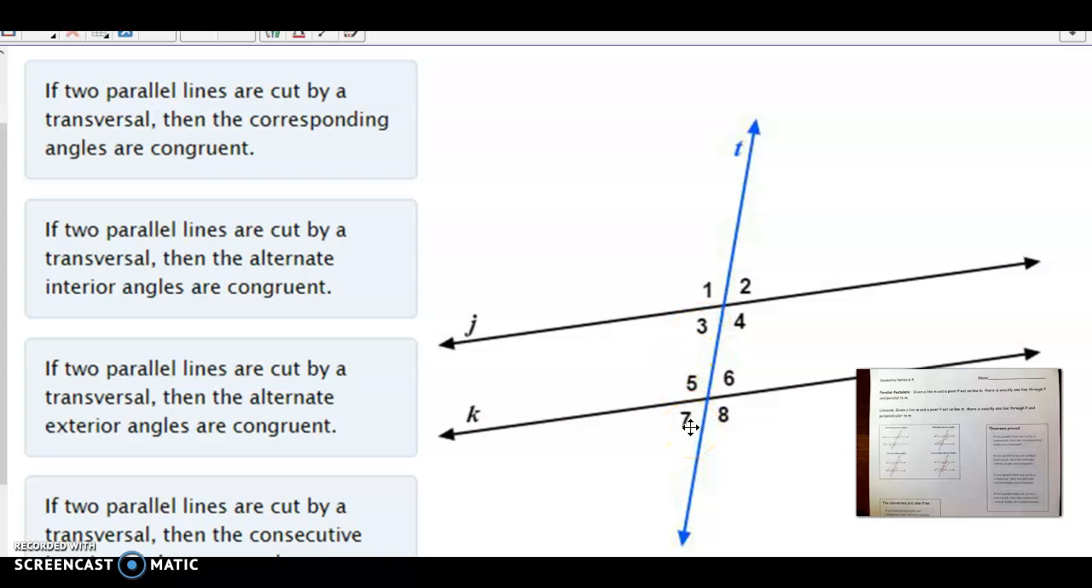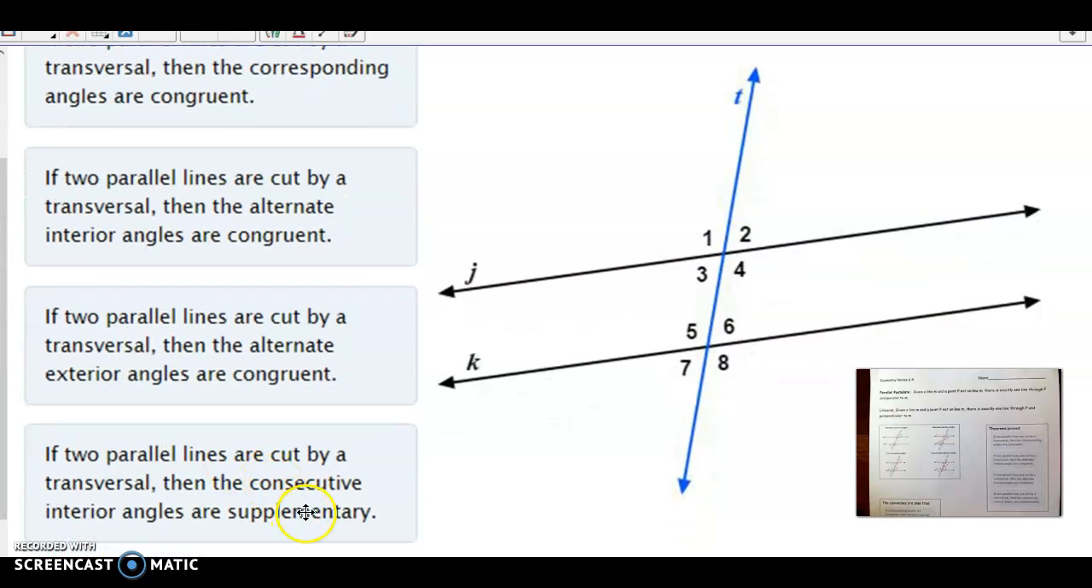pairs of corresponding angles. We also learned that alternate interior angles are congruent. So we have 3 and 6 that are alternate interior and would be congruent, and 4 and 5 that are alternate interior and congruent. We learned alternate exterior angles are also congruent, so 1 and 8 and 2 and 7 would be those pairs. And finally, we learned that consecutive interior angles are not congruent. They are supplementary, meaning they add to be 180 degrees. So that would be like angles 4 and 6 and 3 and 5.